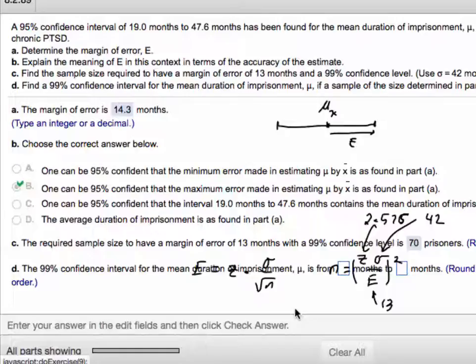Okay, and then build the 99% confidence interval. We'll skip that. So any questions on this one? Last chance. Okay.